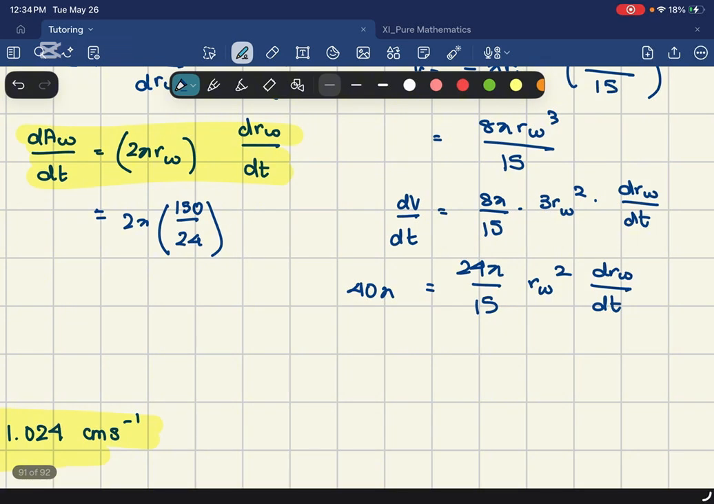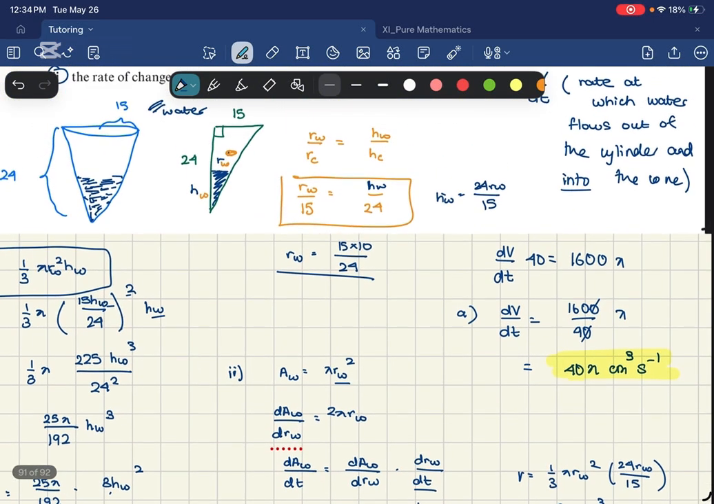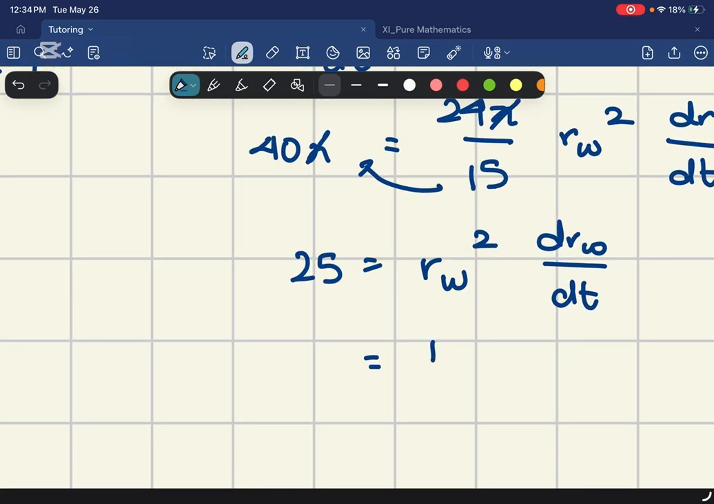So 15 times 40 divided by 24. The pi is going to cancel out. 15 times 40 divided by 24 is going to give me 25. If I multiply by 15 and I divide by 24, I get this expression. And furthermore, RW, I know what it is. It's 15 times 10, so it's 150 divided by 24 squared.